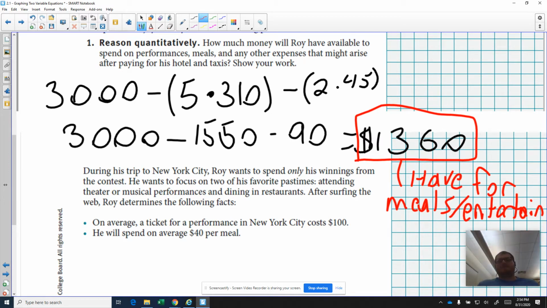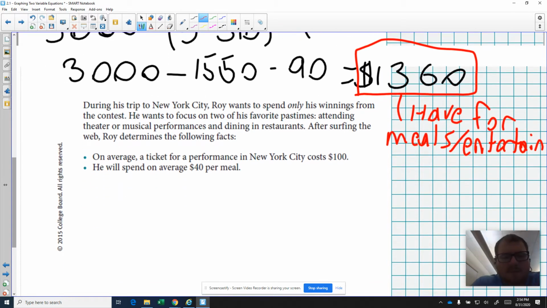Okay? So our hotel's paid for, and our taxis are paid for. Let's start getting into what else we need. This next piece of information is important. During his trip to New York City, Roy wants to spend only his winnings from the contest. Okay, so he doesn't want to spend any of his own money. That's the point. You don't want to win a contest and have to go spend your own money.